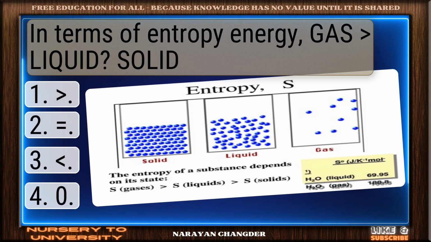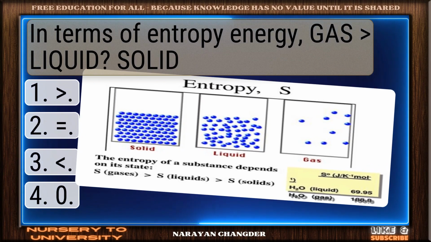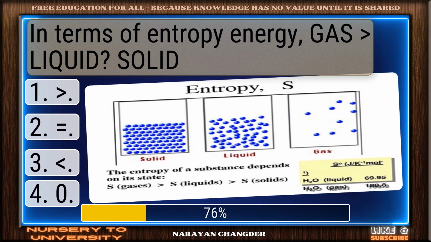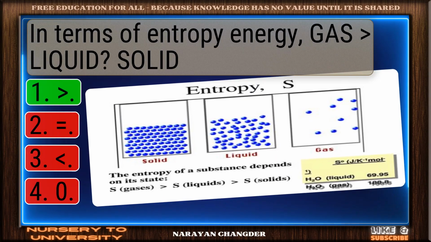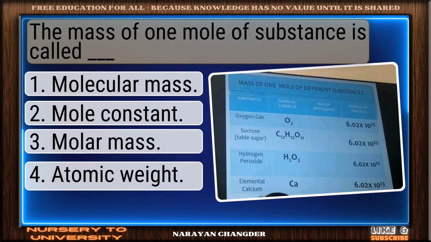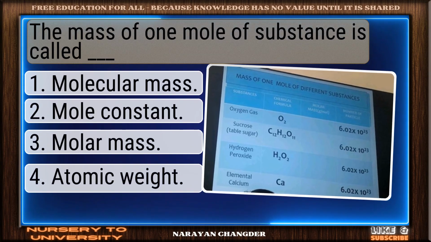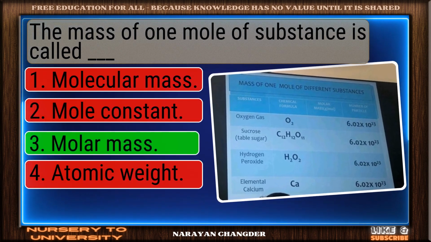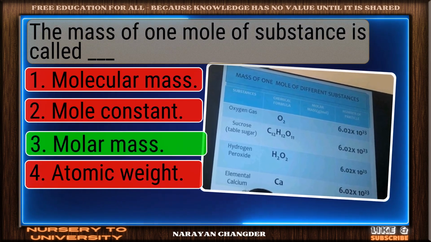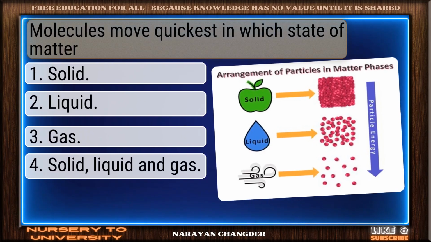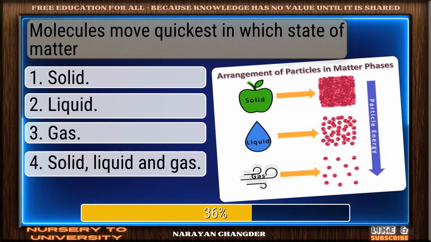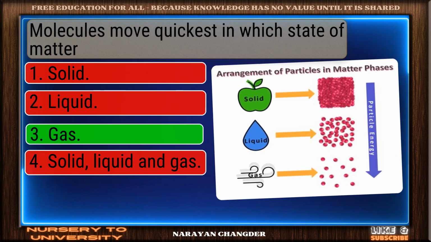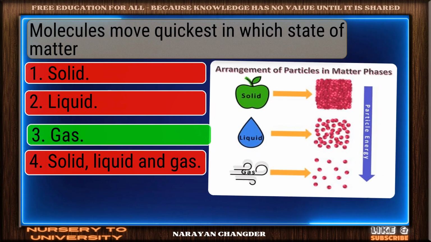In terms of entropy energy, gas to a liquid. Solid. On track, is the correct answer. The mass of 1 mole of substance is called dash. Excellent. Molar mass is a brilliant choice. Molecules move quickest in which state of matter? Perfect. Gas is the correct choice.